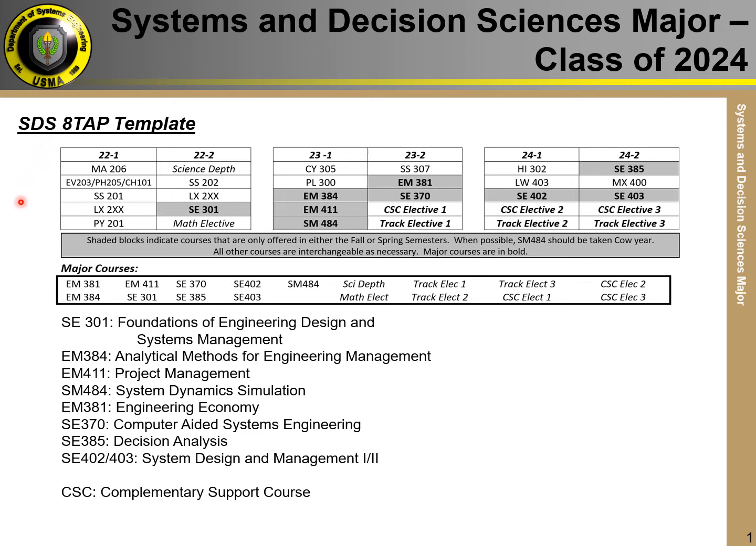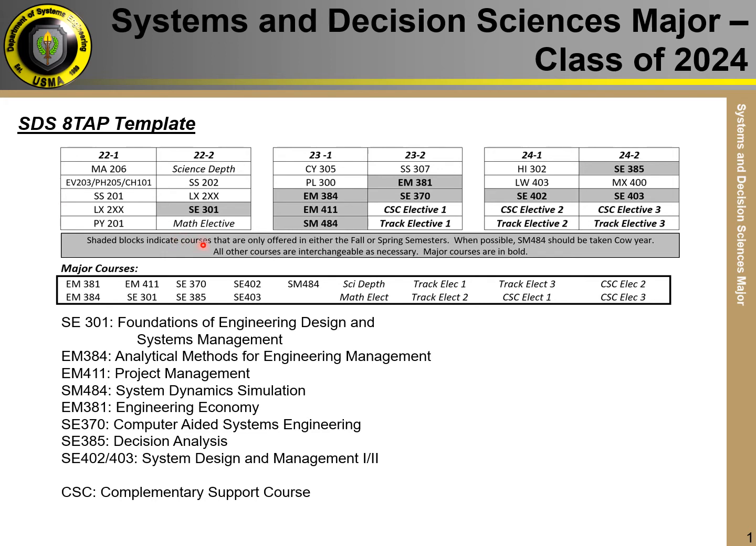I'll start on the left with your yearling year. First semester, your yearling year, we don't generally have cadets take a major specific course. Those major specific courses are shaded in gray, your science and math electives in italics, and then your major specific electives later on in your cow and first class year are bolded and italicized. So first semester yearling year, you take the third of your math class, the third of your science class, and the rest of your yearling specific standard courses.